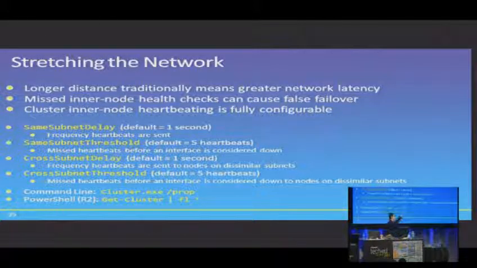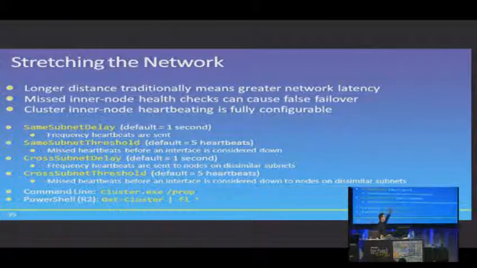So if I've stretched my VLAN between the 2 sites, so it's 10 dot over here and it's 10 dot over there, then I need to bump up that same subnet delay maybe to 1500 or 2000 so that it handles the longer latency it may take to get a heartbeat back from the other nodes within the cluster. Or I can bump up the number of heartbeats missed. I can bump up that threshold to something that allows me to handle a larger, more latent network.